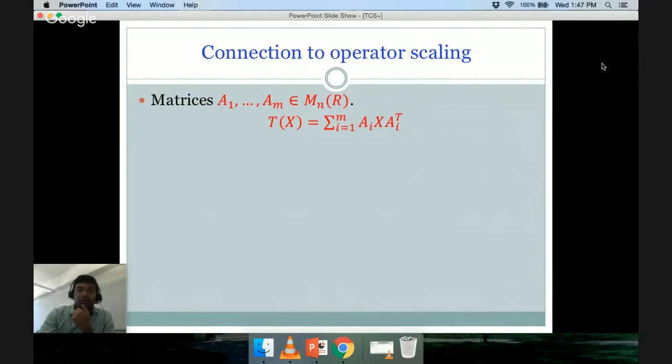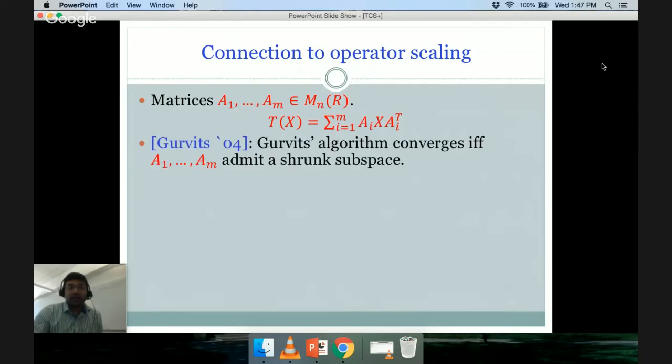So this will give us a connection to operator scaling. Note that in operator scaling we're given matrices A1 to AM and this operator T, and we want to know whether the operator scaling algorithm converges. Gurvits proved in his paper that the algorithm converges if and only if A1 to AM admit no shrunk subspace. Sorry, there's a typo. So this should be: the algorithm converges if and only if there is no shrunk subspace.